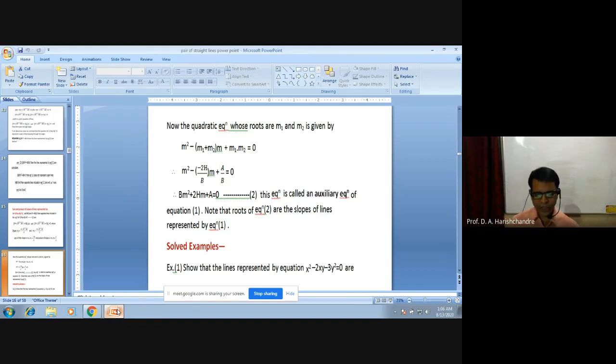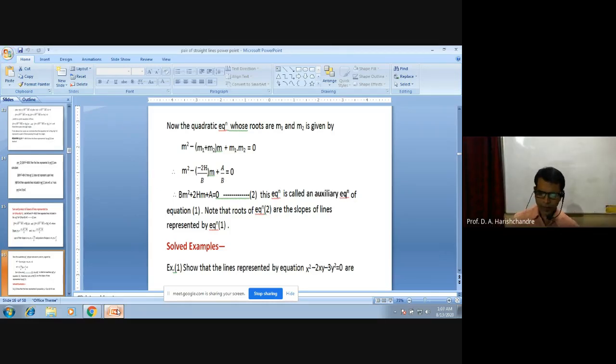Now once you have the addition and the product of the slopes of the two separate lines, in 11th class we already studied, under the title quadratic equation, how to generate a quadratic equation from its roots. If alpha and beta are the roots of the quadratic equation, you know the formula for obtaining the quadratic equation, which is given by x square minus (alpha plus beta) into x plus alpha into beta is equal to 0.